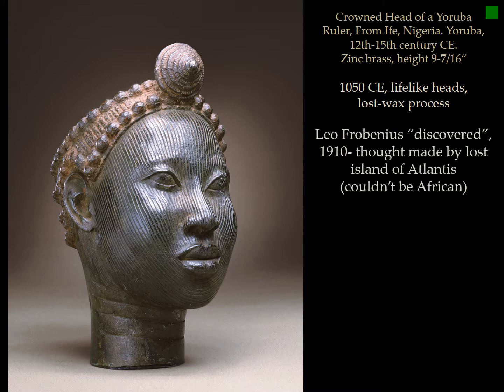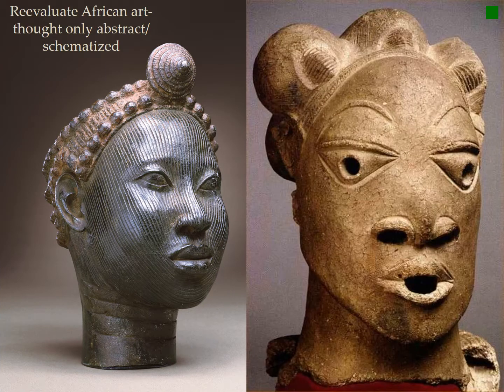Leo Frobenius is going to be the archaeologist and the art historian who discovers this type of art in 1910. And he thought upon discovery that it must have been made by the lost island of Atlantis and its people, for it couldn't possibly be African, for it was believed in the early 20th century that African art could only be abstract, and thus, as they called it at the time, primitive, not as impressive and as naturalistic and as technically proficient as Western European artists.